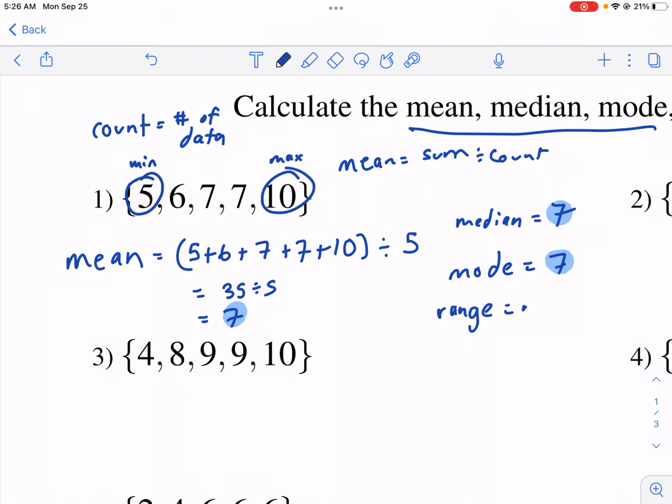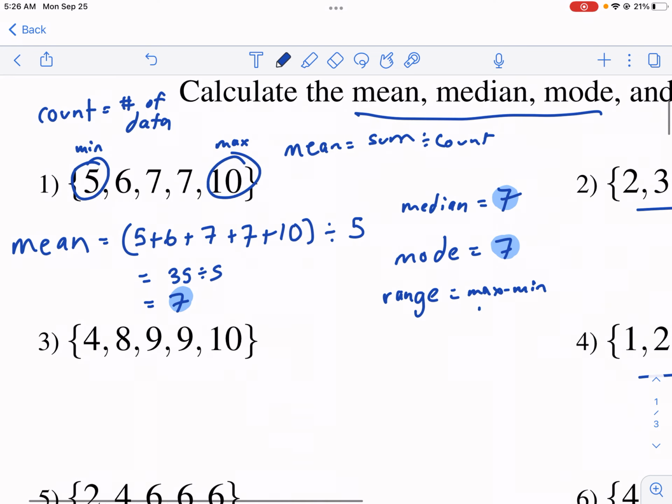So we're just going to take the max minus the min, and that is 10 minus 5, and that gives us an answer of 5. So 5 is our range for number 1. And it's as simple as that.